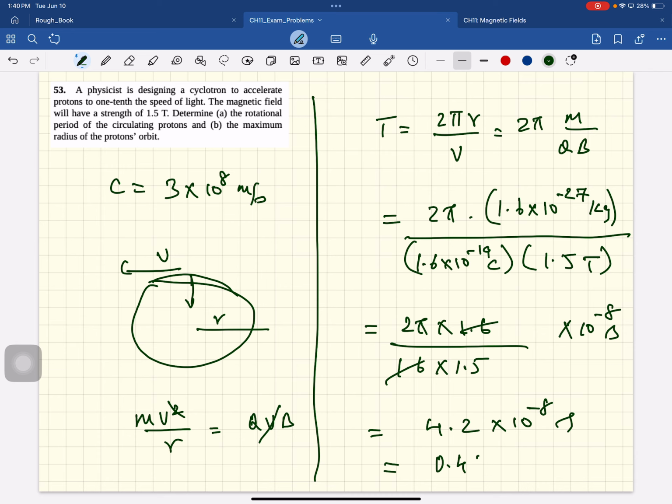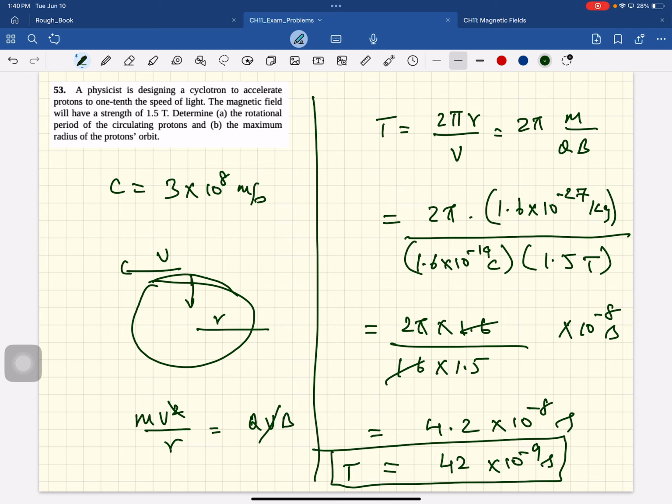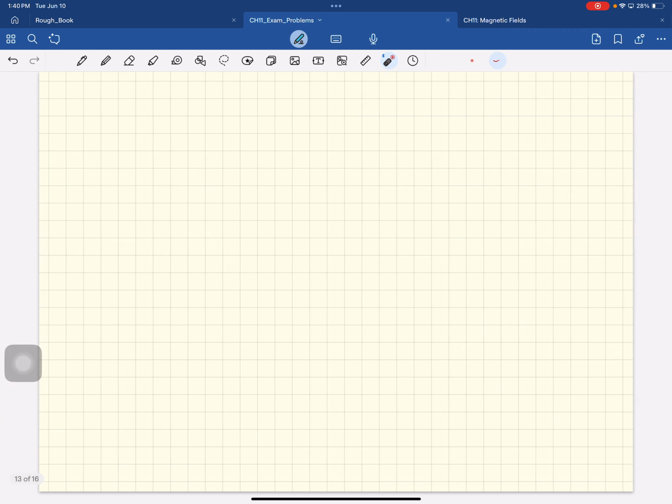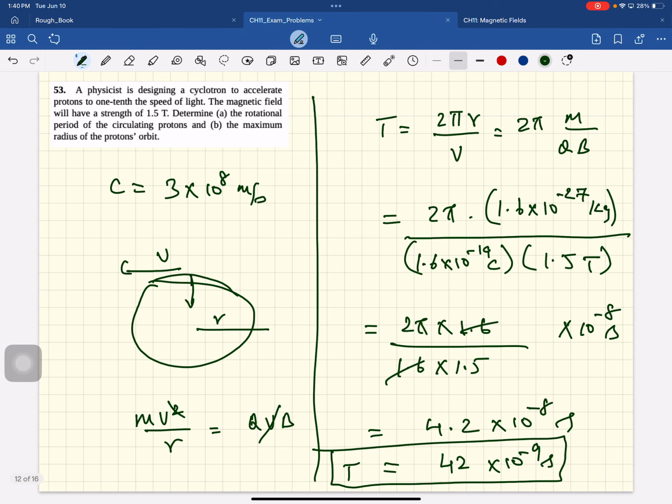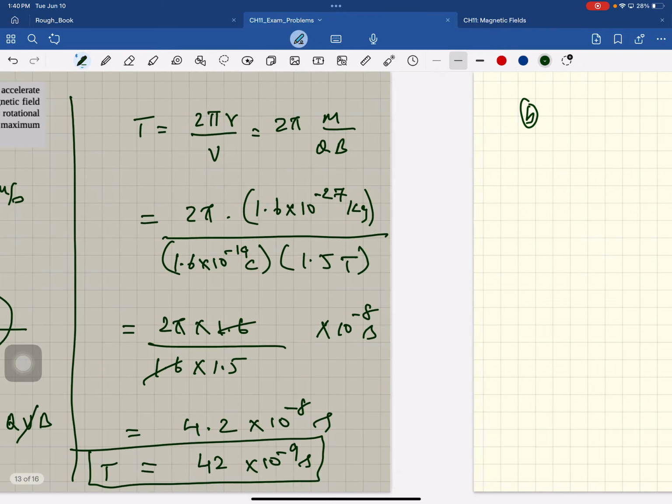Okay, 0.42, no. 42 into 10 to the minus 9 seconds, 42 nanoseconds. The maximum radius of the proton's orbit. So we'll use this formula to calculate the radius of the orbit. Radius will be mv over qB.